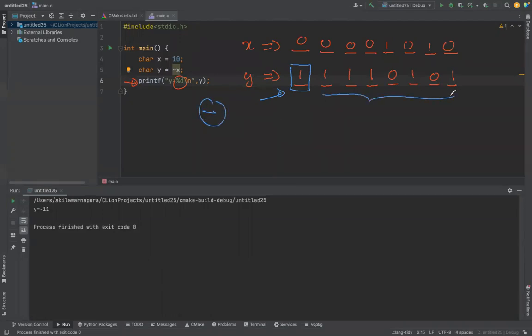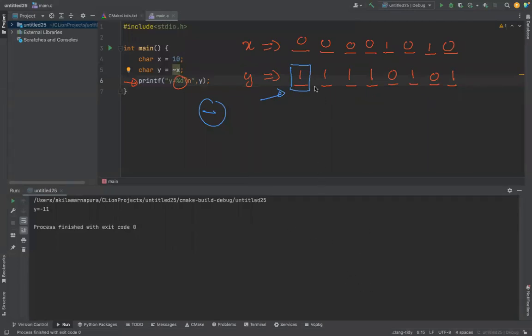Can we directly convert this to decimal and get the value? No, you cannot directly convert, because if it is a minus, you cannot directly convert. How to convert? You have to get the 2's complement notation, as I told you previously.